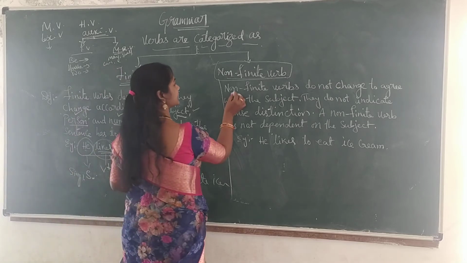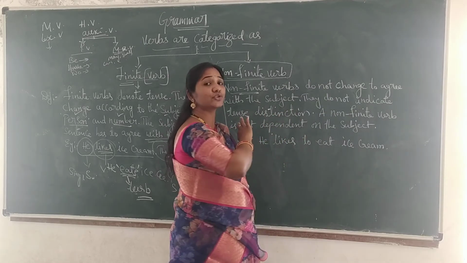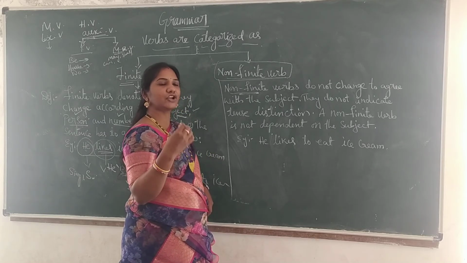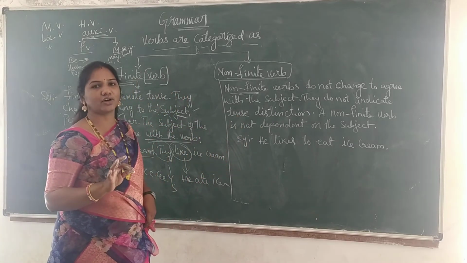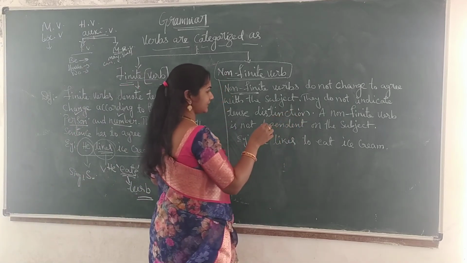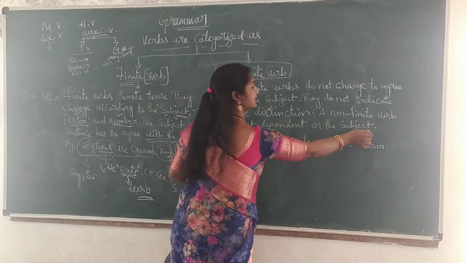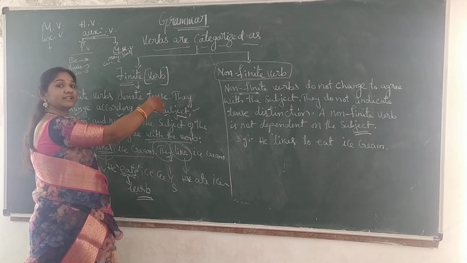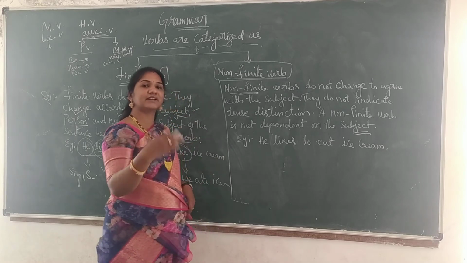The definition is: non-finite verbs do not change to agree with the subject. The verb is not changed according to the subject. They do not indicate tense at all. According to the tense also, they do not indicate distinction. A non-finite verb does not depend on the subject. A finite verb depends on the subject, person, number, tense. But a non-finite verb does not depend on the subject, person, number or any tense.